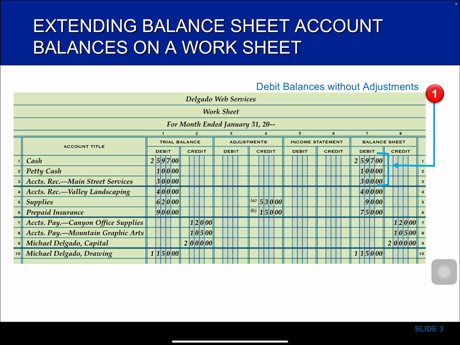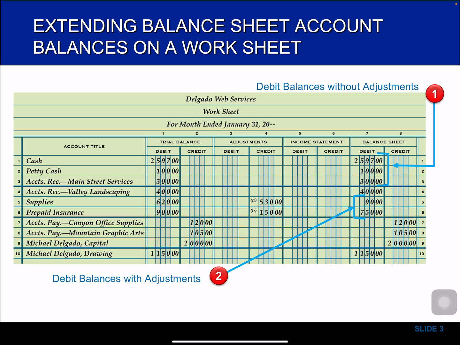The first step is you are going to extend the balances without adjustments. You can see it has a trial balance debit. I'm going to move it over to the balance sheet. The balance sheet, remember, contains assets, liabilities, and owner's equity. So the top 3 do not have adjustments. I should say the top 4.